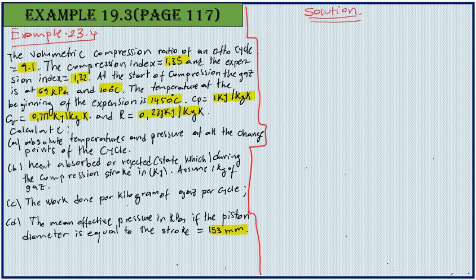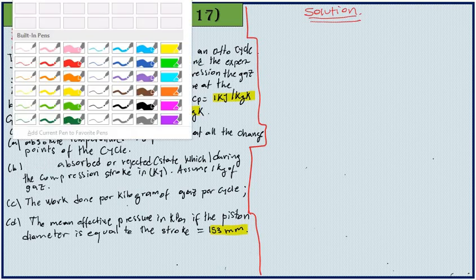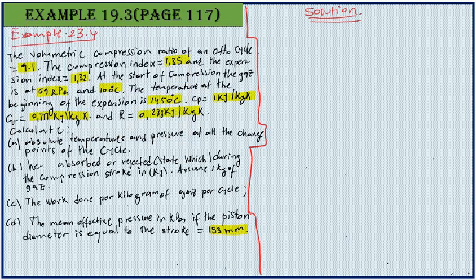And in B, they want us to determine the heat absorbed or rejected, excuse me. So you also need to state whether it is absorbed or rejected based on the calculation. So during the compression stroke in kilojoule, assume 1 kilogram of gas.